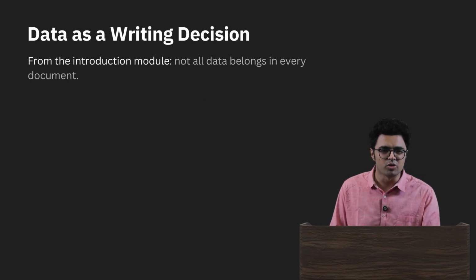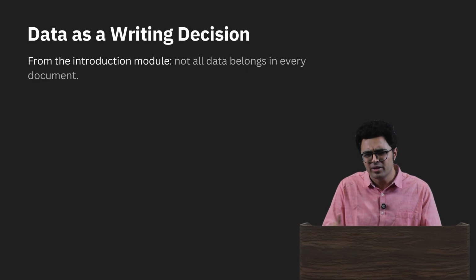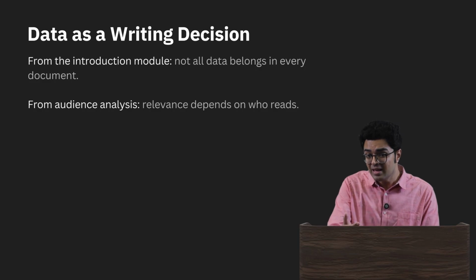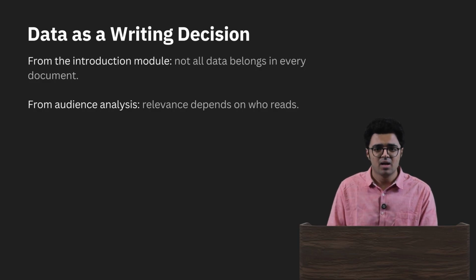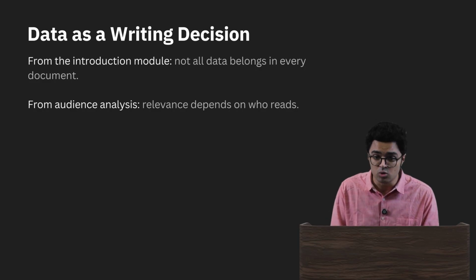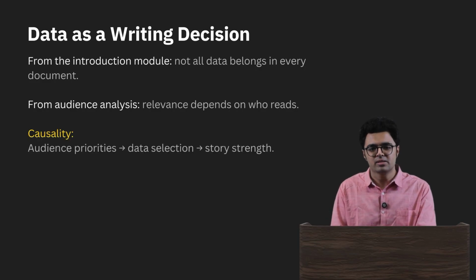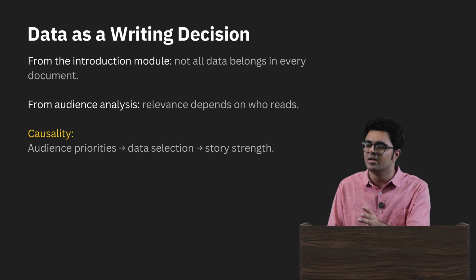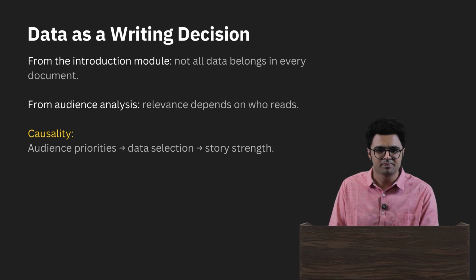From the introduction module, we learned that not all data belongs in every document. From the audience analysis module, we also learned that relevance depends on who reads. So, audience priorities lead to data selection, and data selection leads to the strength of a story.